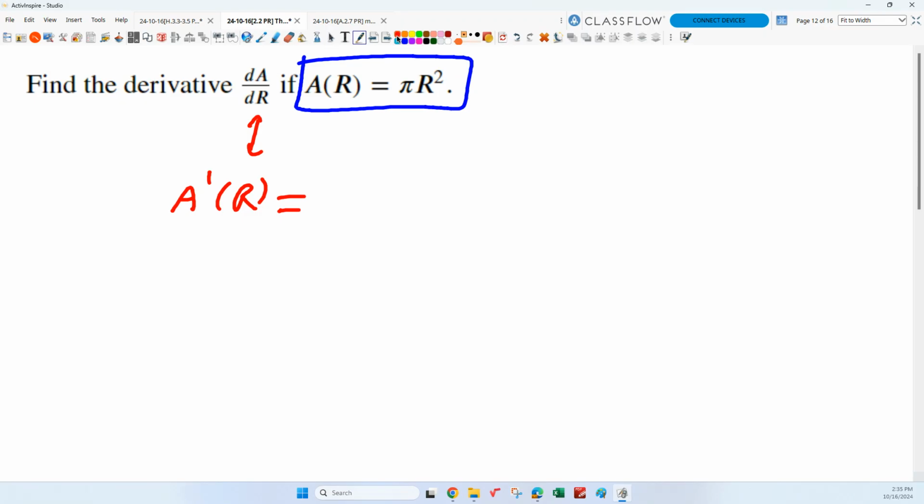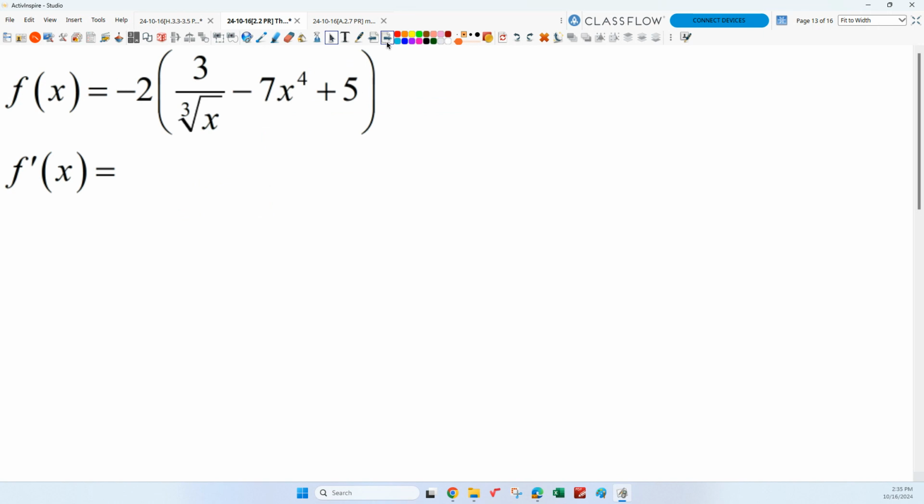What's this equal to? Pi is the coefficient to begin with. There's my value of n, so I'm going to bring the exponent out front as a coefficient. So I get 2 pi r to the 2 minus 1. I get 2 pi r. Okay? Okay, how about this one?